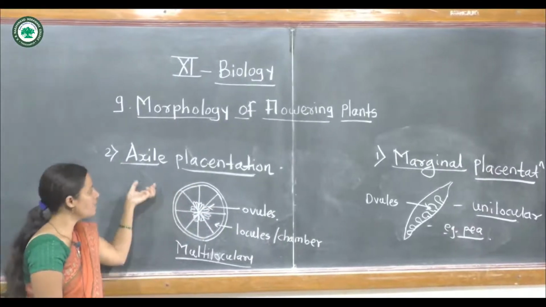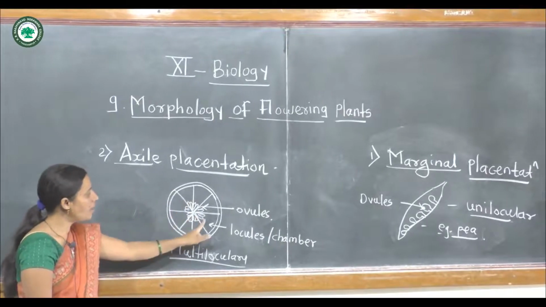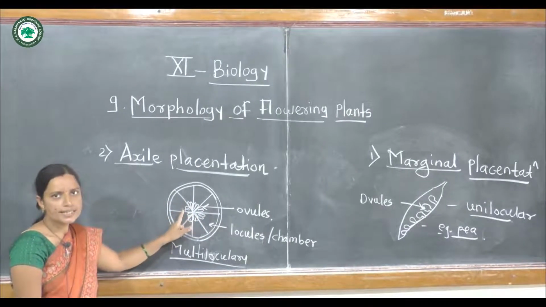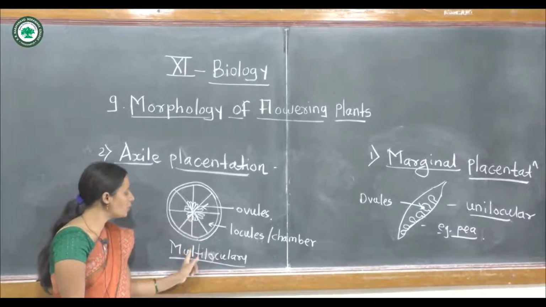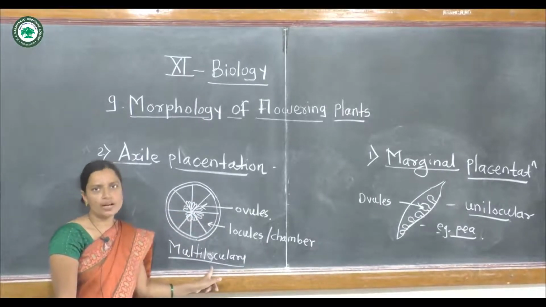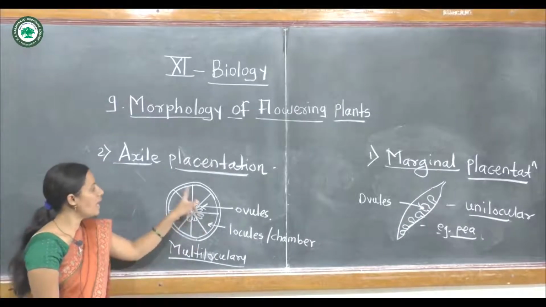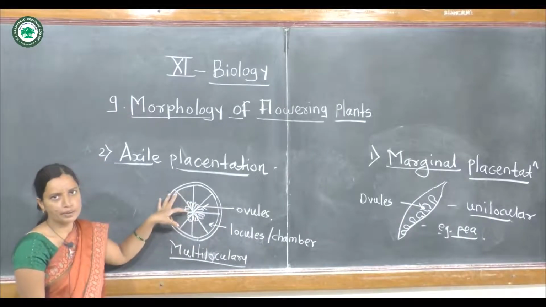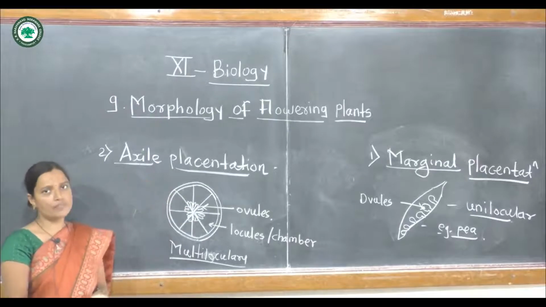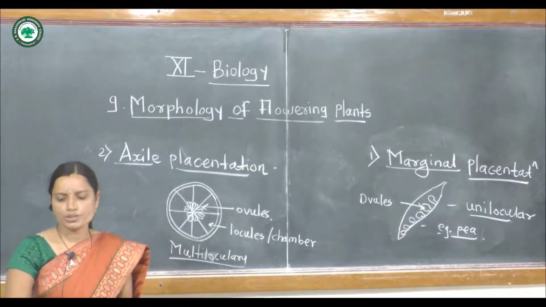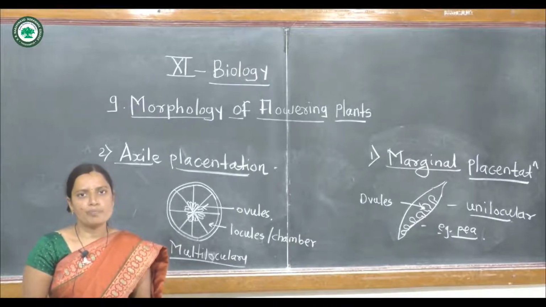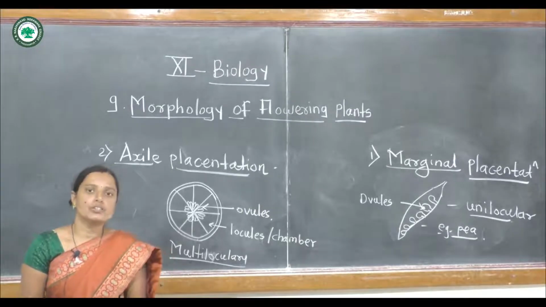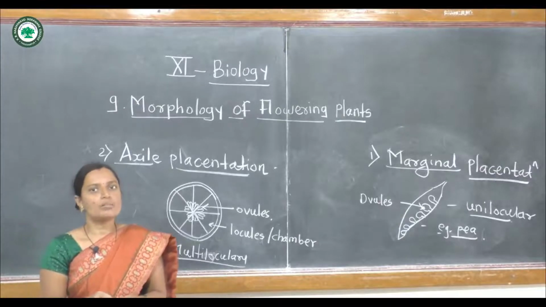Axile placentation means the ovules are arranged in the center or central axis, and the ovary is multilocular, with many locules found. This is the second type of placentation, called axile placentation. It is seen in the China rose and cotton plants.